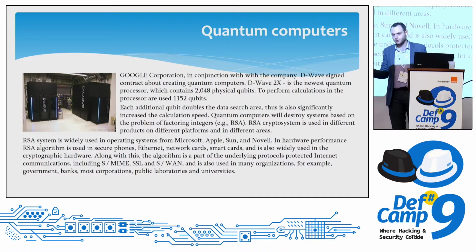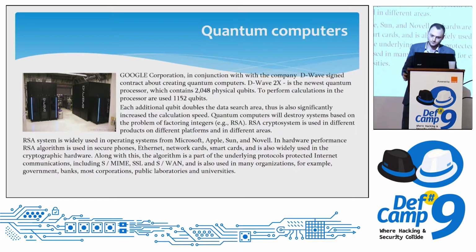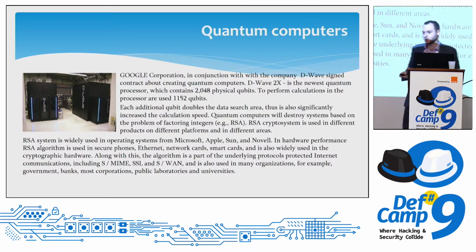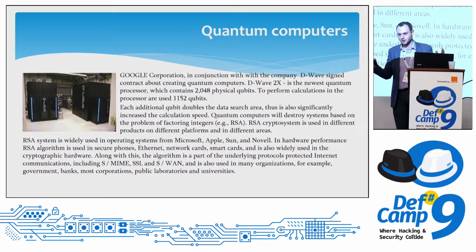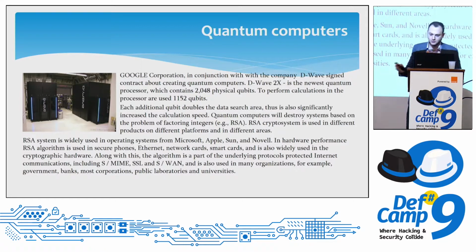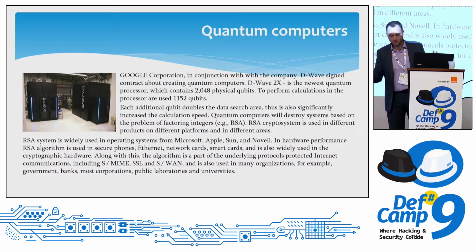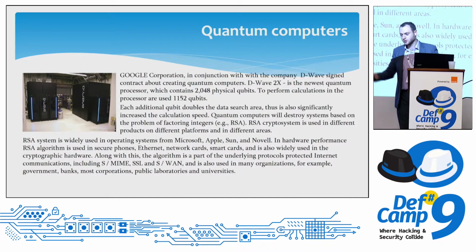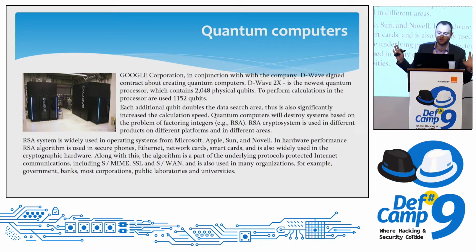When we began to work on all of this, we saw the article that Google and D-Wave signed a contract that they are working together on creating a new quantum processor. D-Wave is an organization that is working very seriously on creating a quantum processor. It already has D-Wave 2X, a very powerful processor. And so they signed the contract that they will work together.